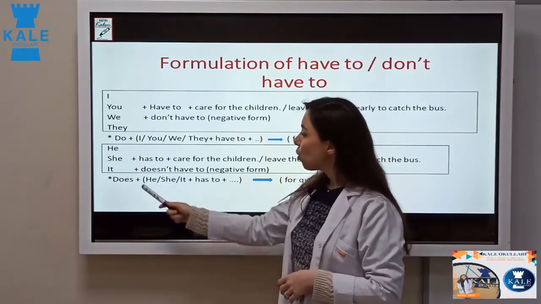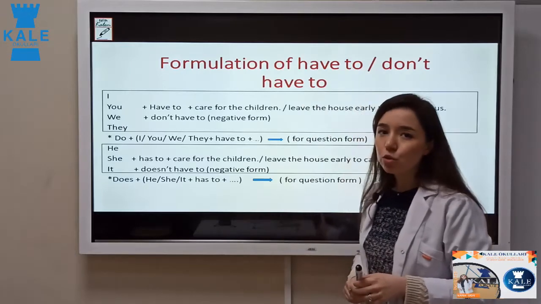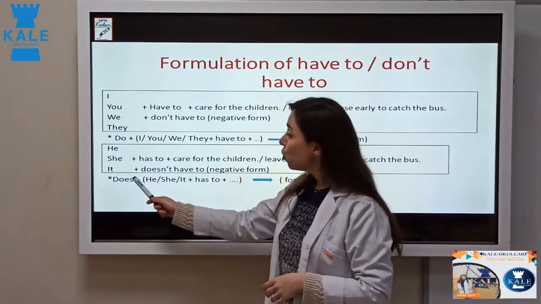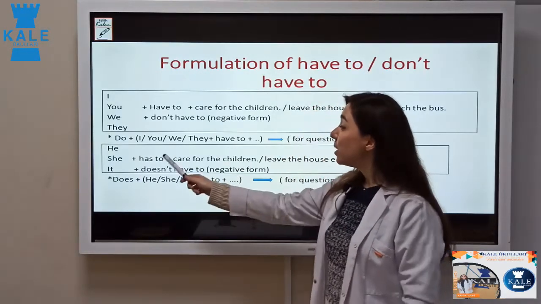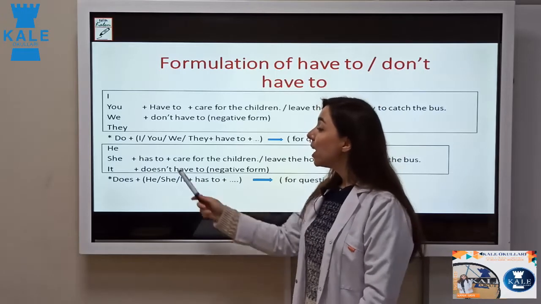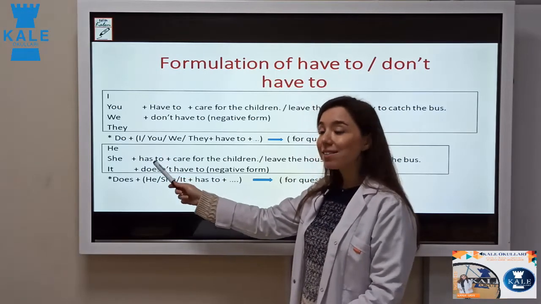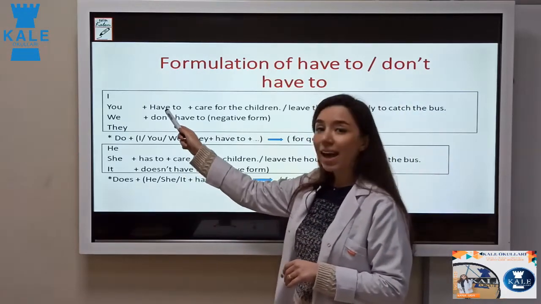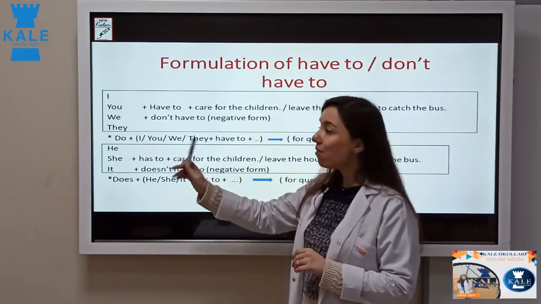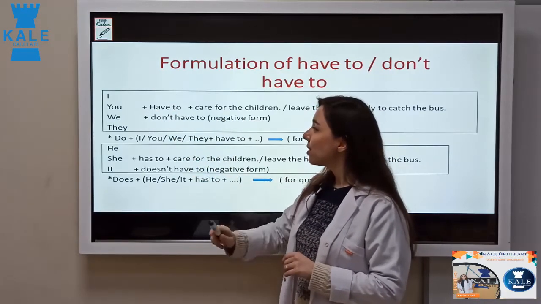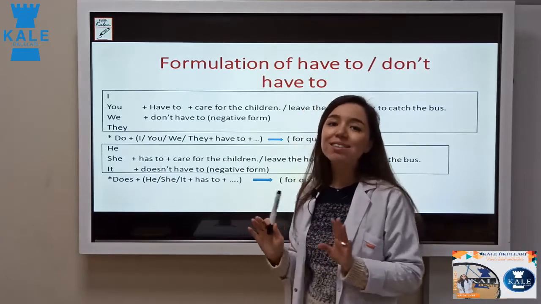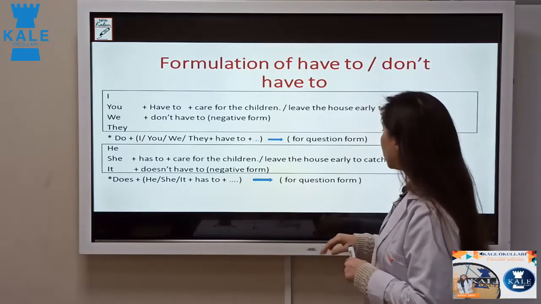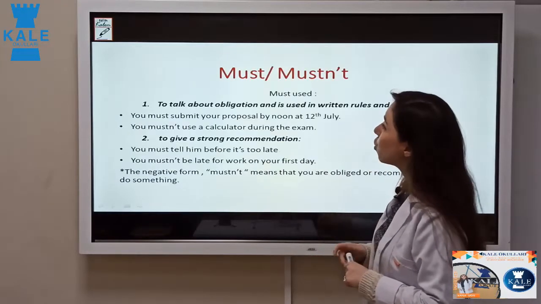So, what is the question form? Does plus he, she, it plus have to. So, positive has to, negative doesn't have to, and here does plus him. And please here, doesn't have to. Don't tell me that because here we have has, we should write doesn't has to. We don't have something like that. Our main verb is have. All the time our main verb is have. So, for them we use don't plus have. For him, doesn't plus have. Has does not come in the negative form or also the positive form. So, this is the formulation of have to and don't have to.